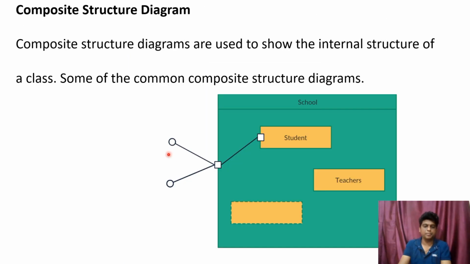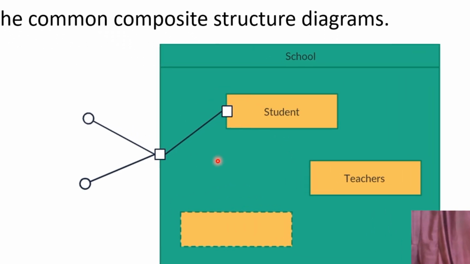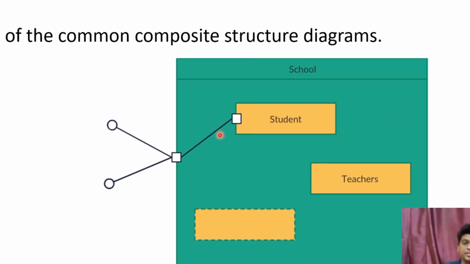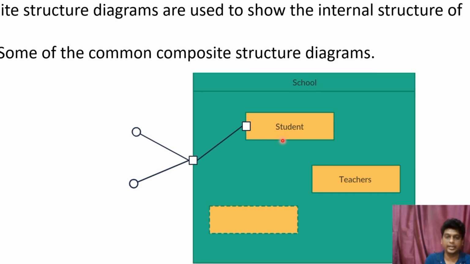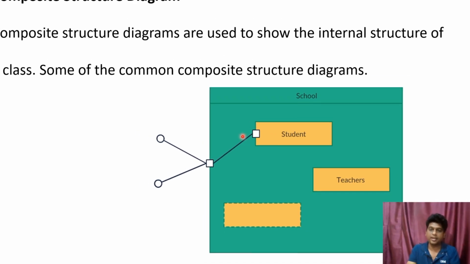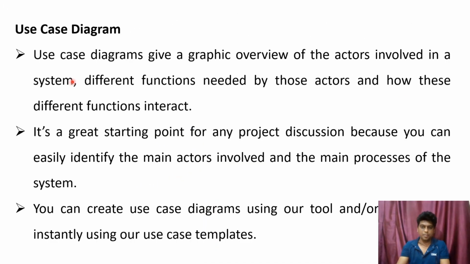And the next type is a composite structure diagram. It helps to represent the internal structure of a class and its interaction points with the other parts of the system. Normally a composite structure diagram represents the relationship between parts and their configuration. They are similar to a class diagram, but they represent individual parts in detail as compared to the entire class. Now we are going to see the behavioral UML diagrams.